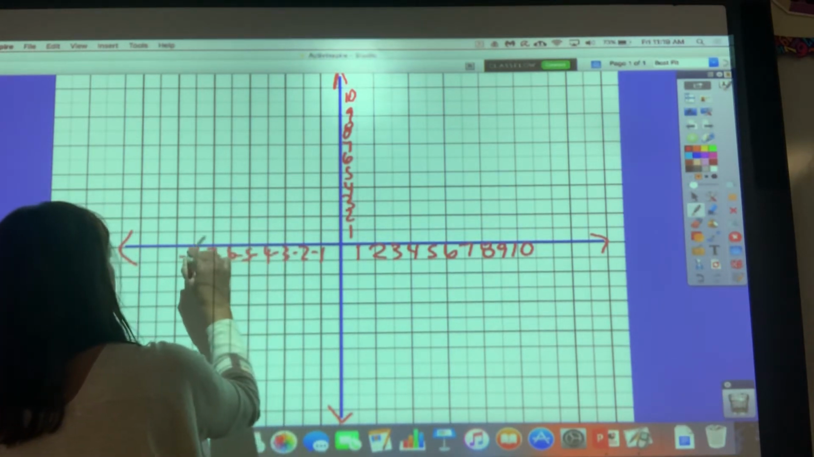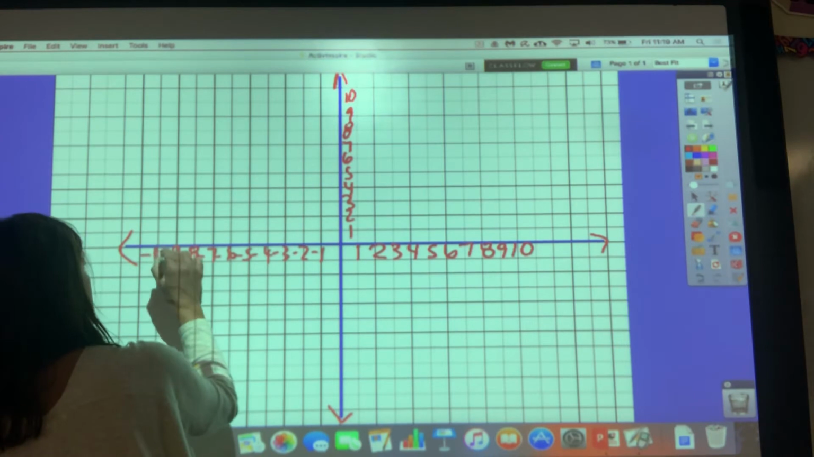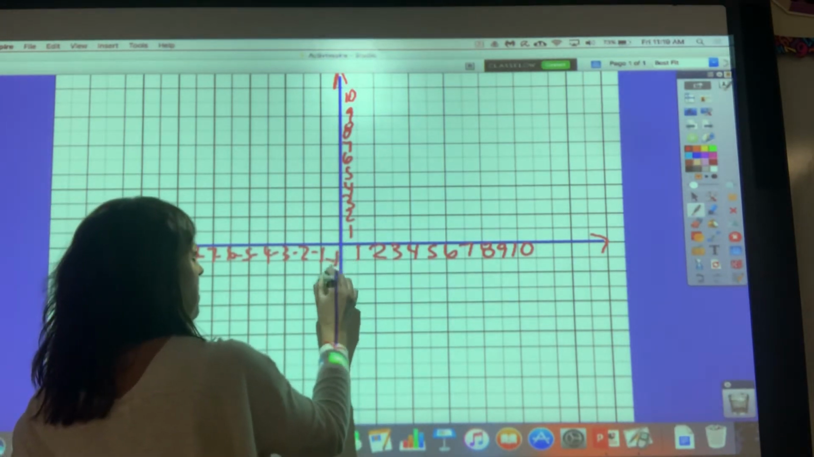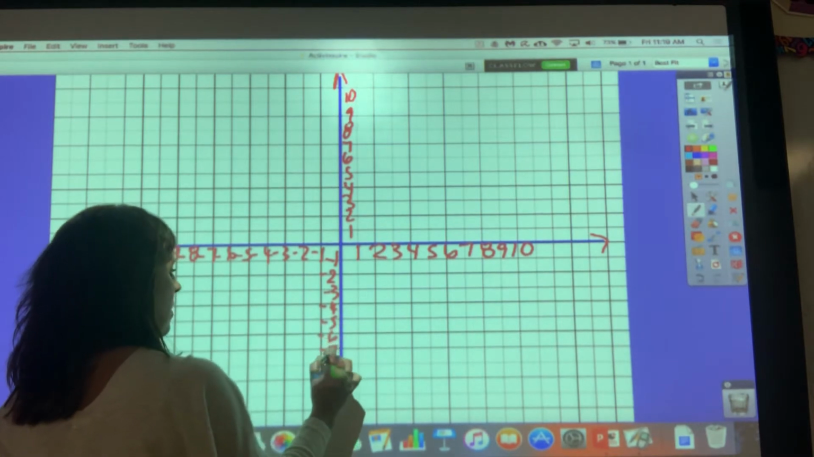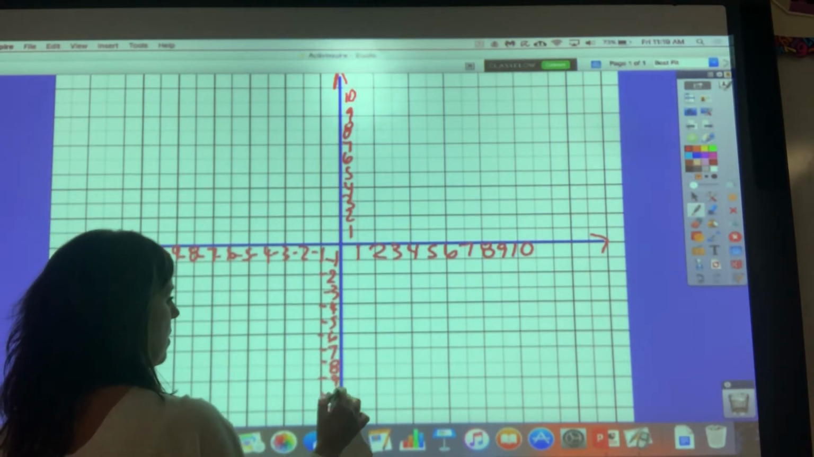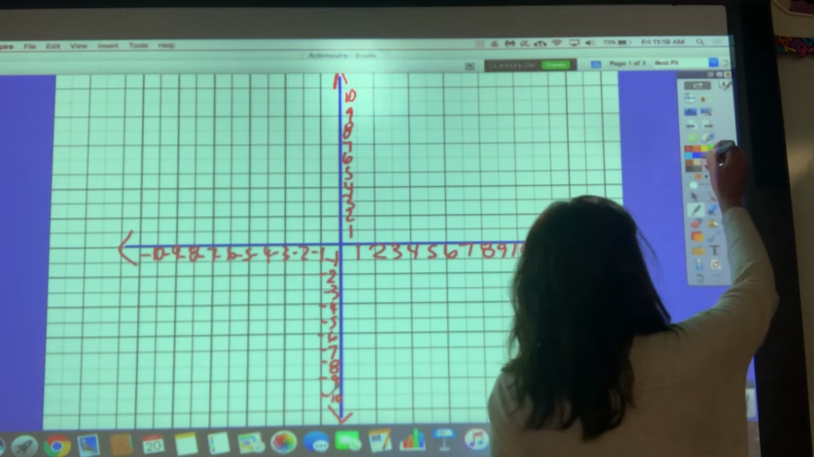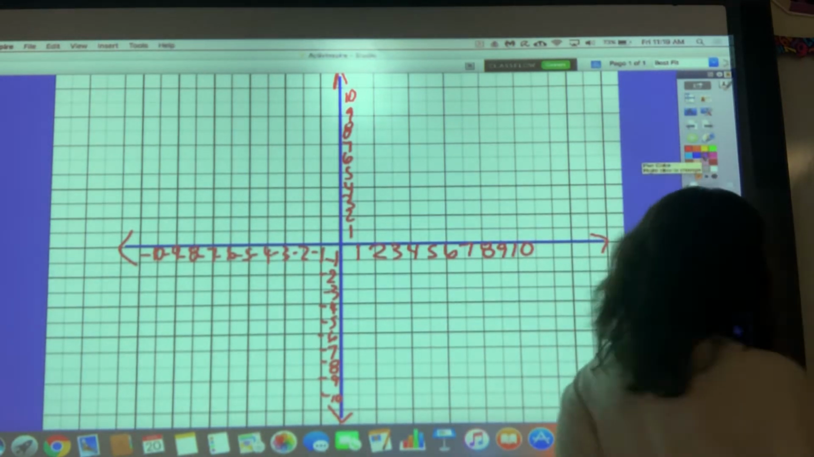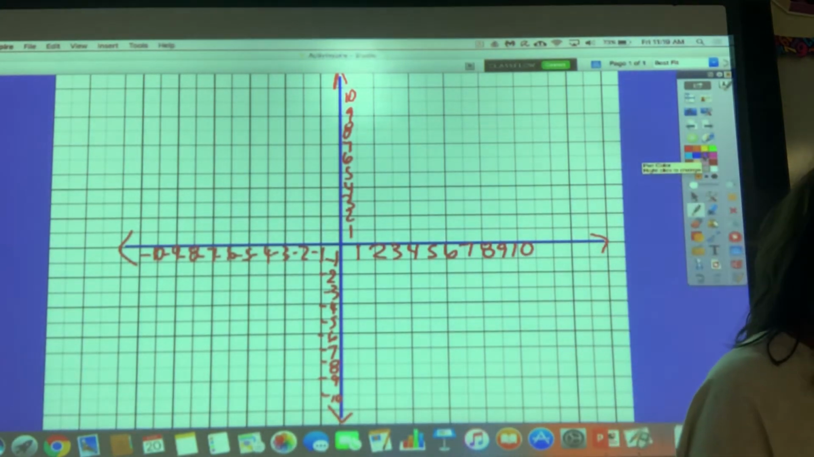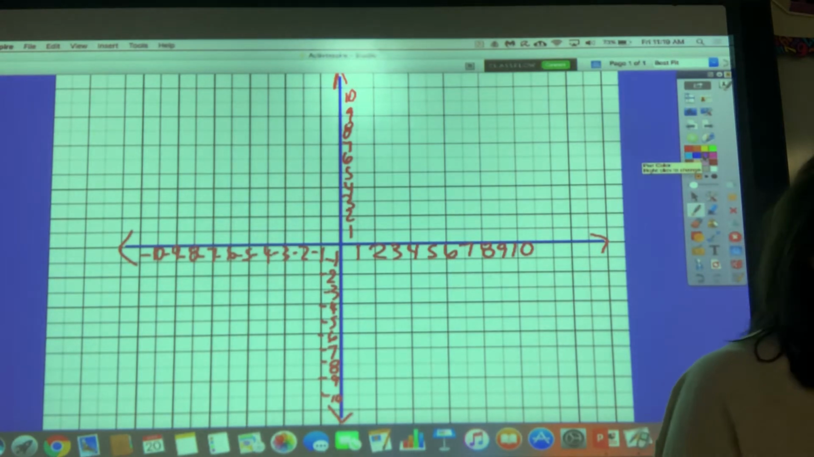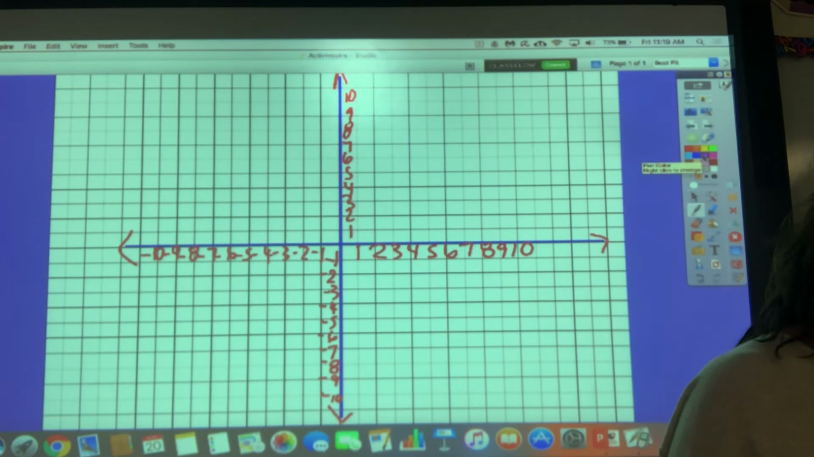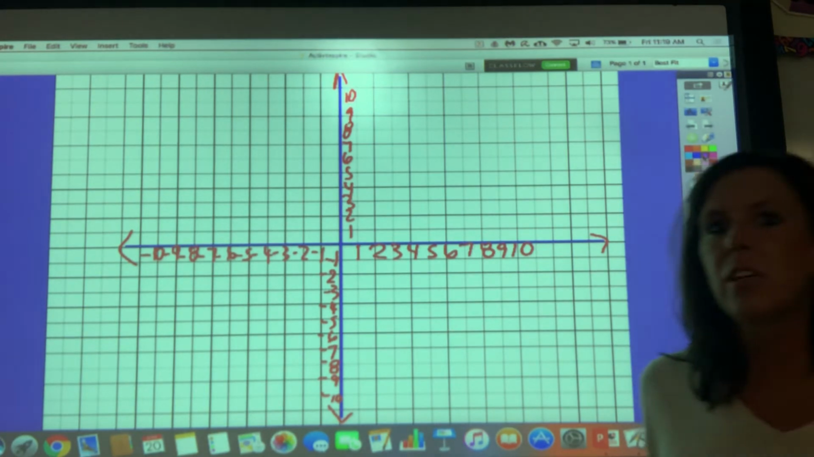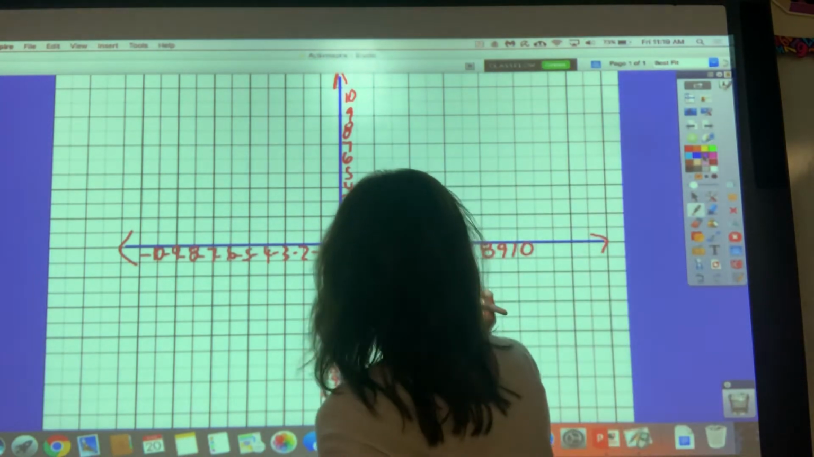Okay, and we'll start with parallelograms, and then we'll do some trapezoids. So again, we'll start with parallelogram, and I will just give you 4 points. We will put them on the graph, we will connect them, and we will have a parallelogram, and then we'll find the area.